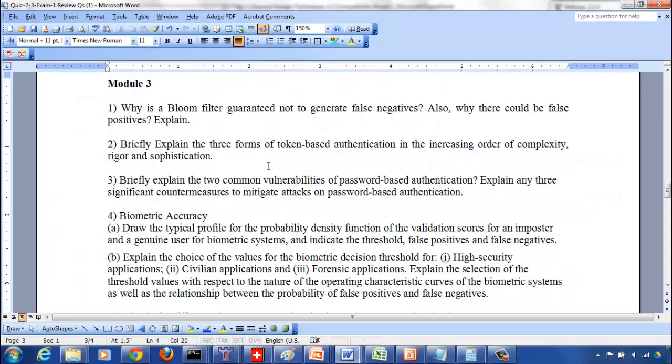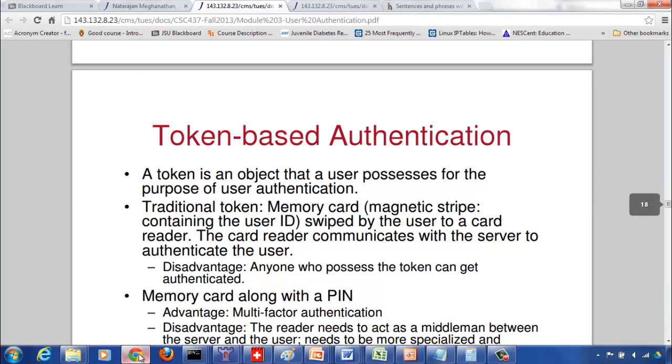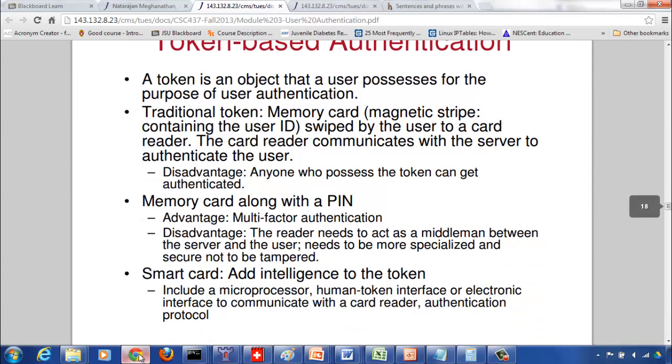The three forms of token-based authentication, in increasing order of complexity, rigor, and sophistication, you have them something like this. One is a traditional token where the user ID is captured in the form of a barcode, and when somebody swipes the card, the user ID is sent to the server, and if the user ID is registered to the server, the person is let in, because just possessing the card is considered proof that you are the only person who is going to have that card.